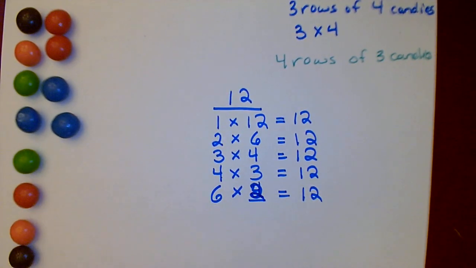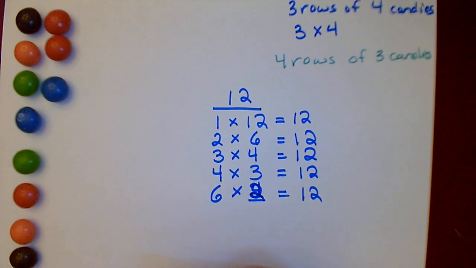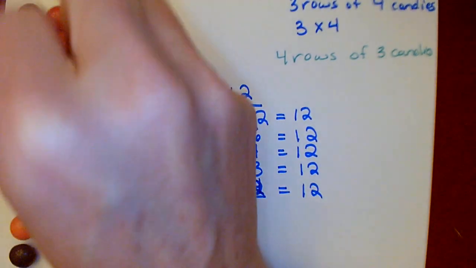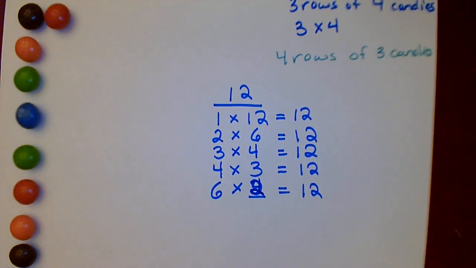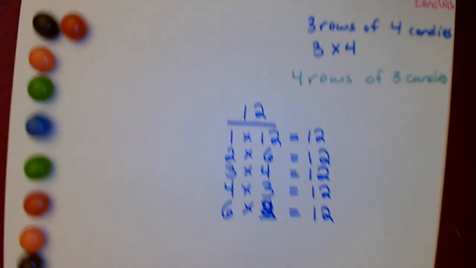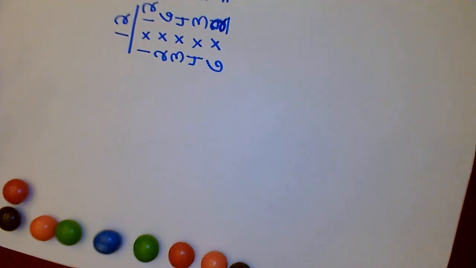And 8 doesn't work. And 9 doesn't work. And I'm running out of room, my friend. And 10 doesn't work. And 11 doesn't work. And I'm going to have to turn these sideways. So I'm going to do columns instead of rows just so that you guys can see this.